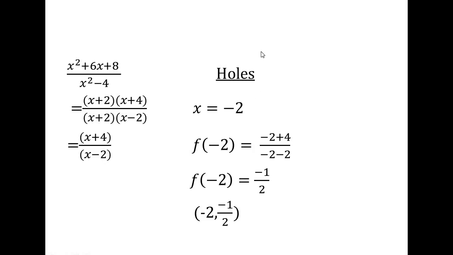Then we have to determine the holes of the function, which is very simple because the holes are just the terms that cancel each other out. The term that cancels itself out is x plus 2, which would mean the hole is at x equals -2, because you're just solving for x. So then we have our x coordinate. To find the y coordinate for the hole, you substitute it back into the simplified equation, and you should get -1/2.